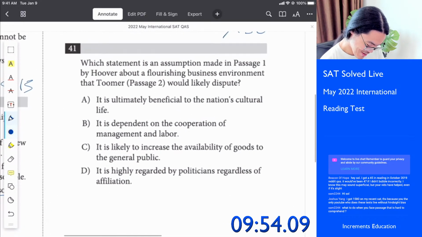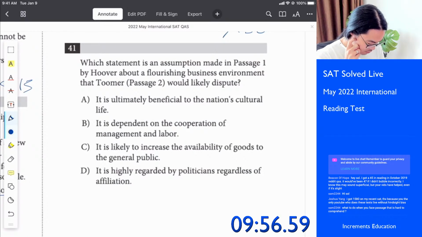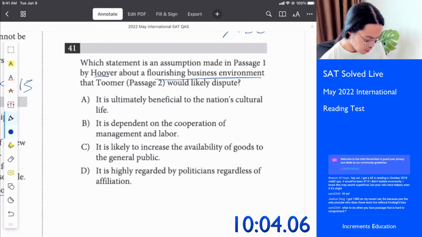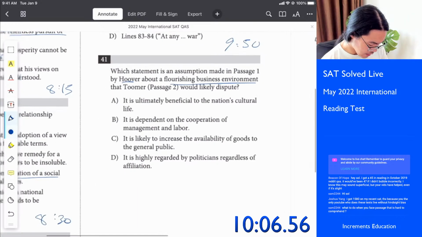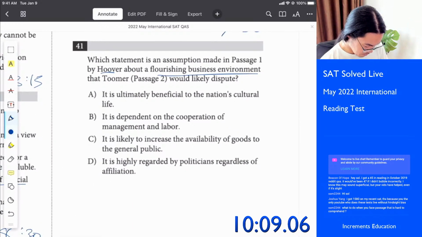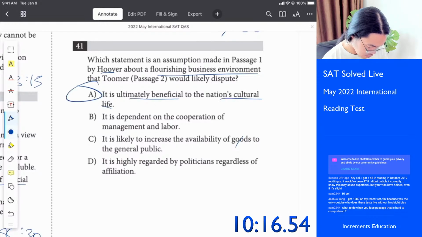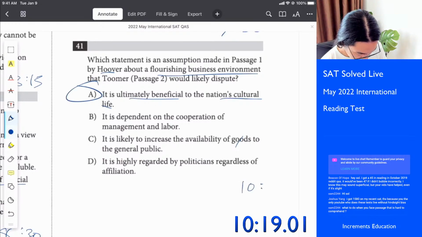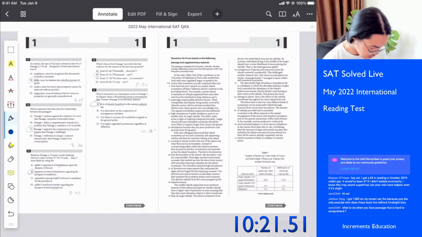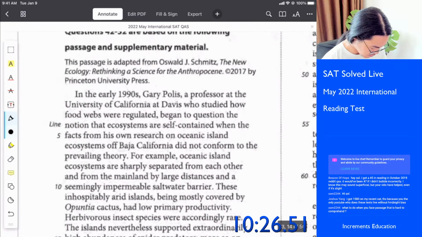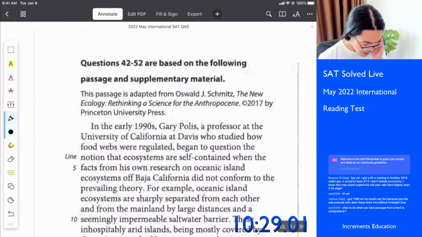And the assumption made in passage 1 about a flourishing business. Oh, the flourishing business environment is the thing that enables everyone to be good, beneficial to the cultural life. Yeah, to all art and stuff. 10, 20. That is a no-look answer. I did not need to look for that. Okay. Did I only have one no-look answer on that one? Is that for real? All right, well, let's just move on. Next passage.